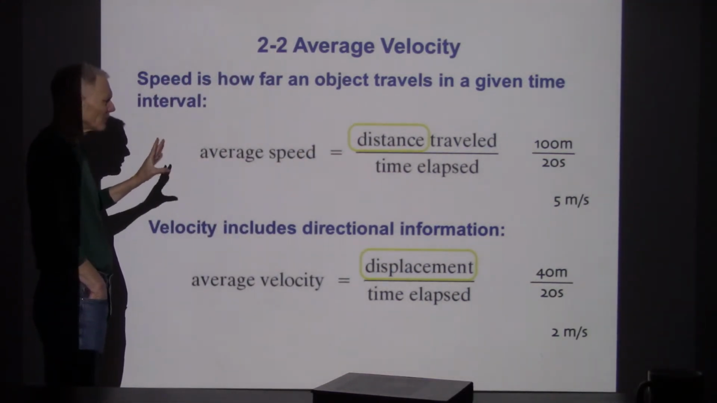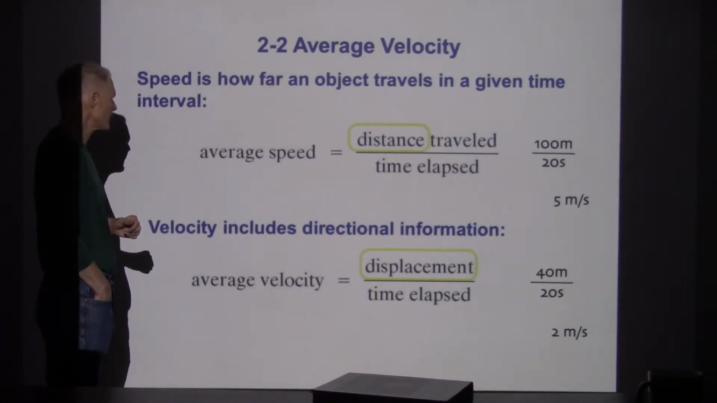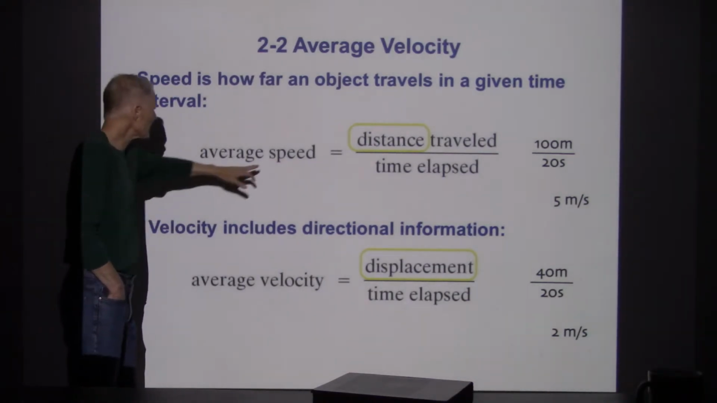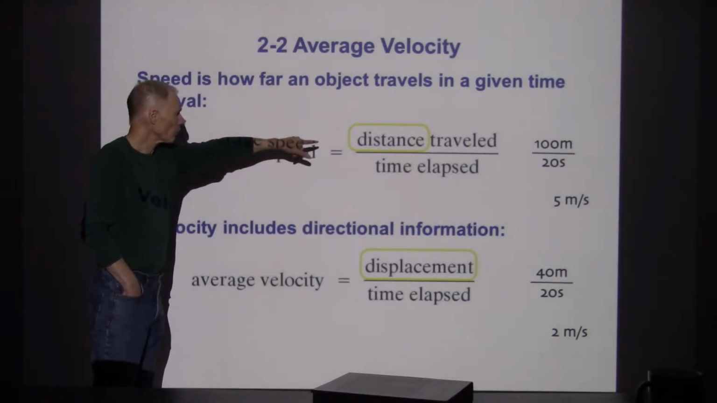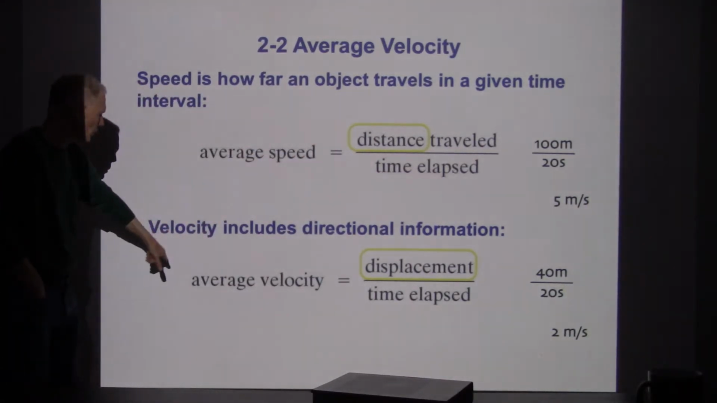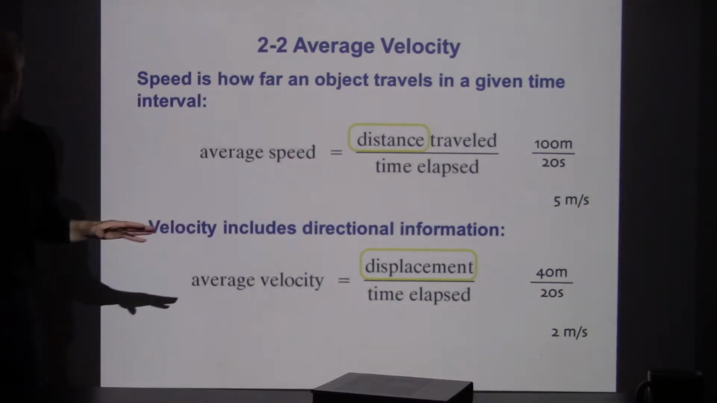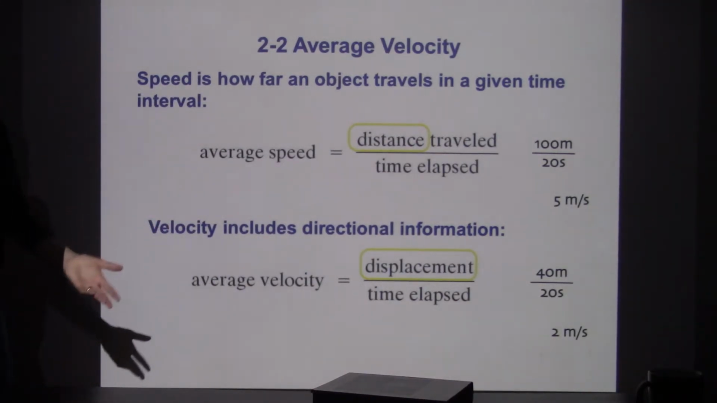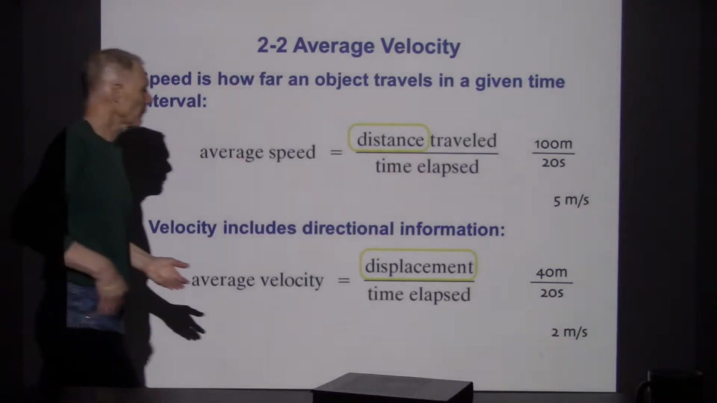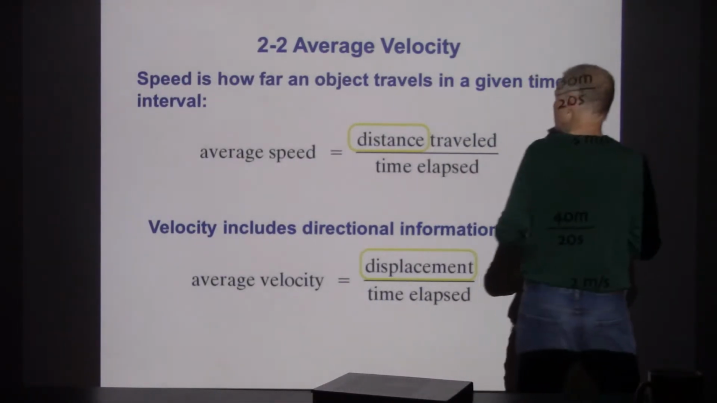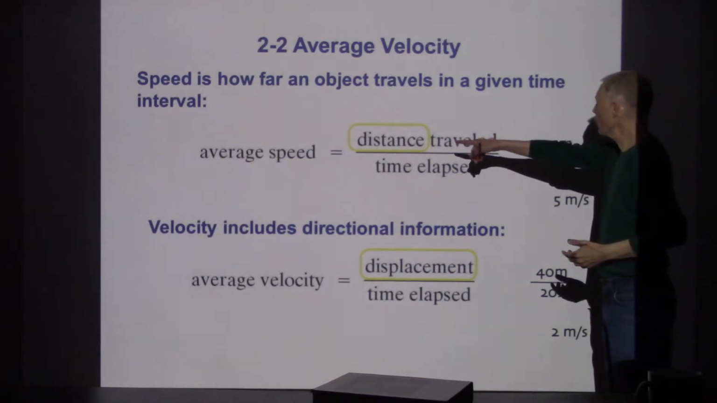And this is a distinction that the textbook is going to make. I'm not going to be as strict about it. They're going to say when we use the word speed, we're thinking in terms of distance traveled, whereas with velocity, we're thinking of displacement. I'll try to stick with that, but if I'm not entirely consistent, I don't know if that's a serious problem or not.